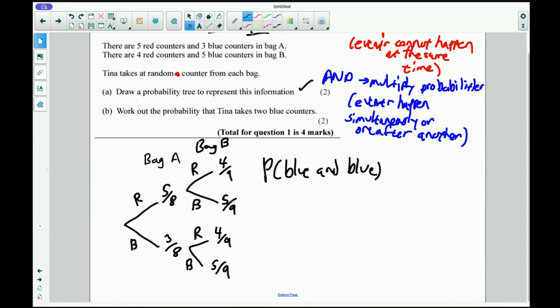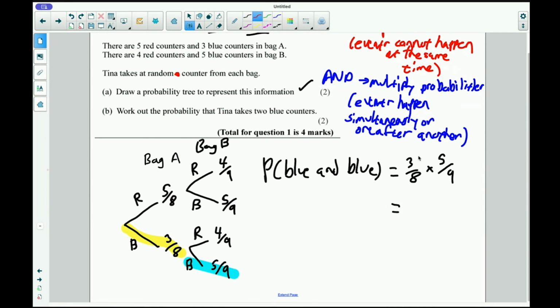In this case, we're going to figure out which branch we're going down. So we're going down this first branch, so we see that we have 3 over 8. And then we're going to go down the second branch, and then we see that we have 5 over 9. So our probability of blue and blue is equal to 3 over 8 times 5 over 9.